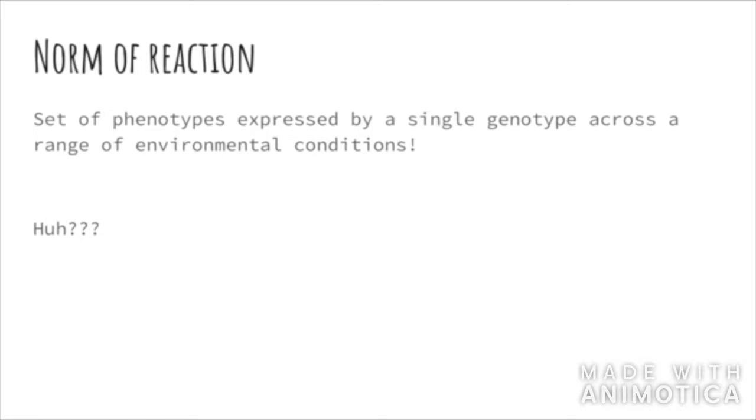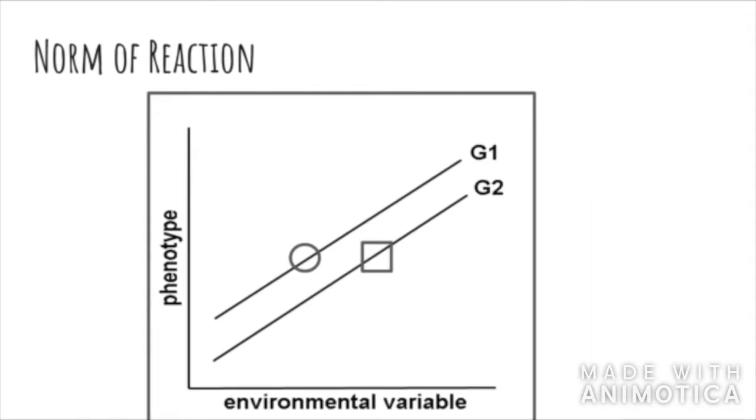This can all be explained with something called a norm of reaction, a set of phenotypes expressed by a single genotype across a range of environmental conditions. Here we see two individuals with different genotypes. As the environment changes, so does the phenotype. But looking at the circle and the square, we can see that across the line, they have the same phenotype, despite being in two different environmental conditions.